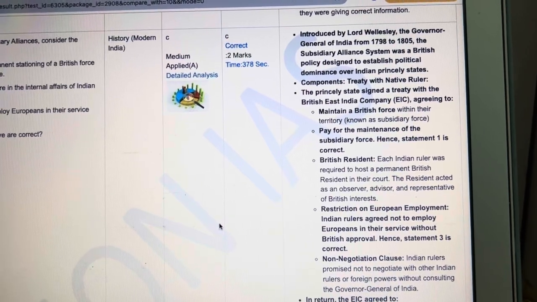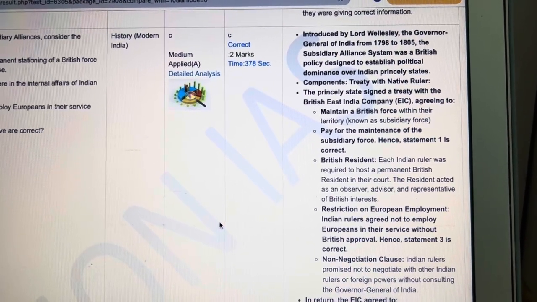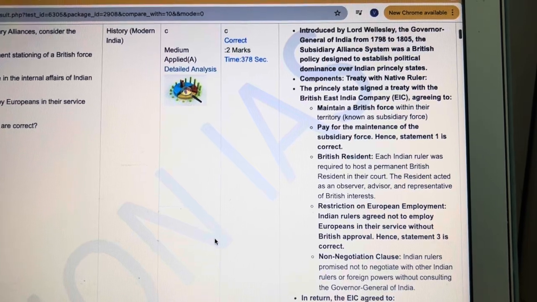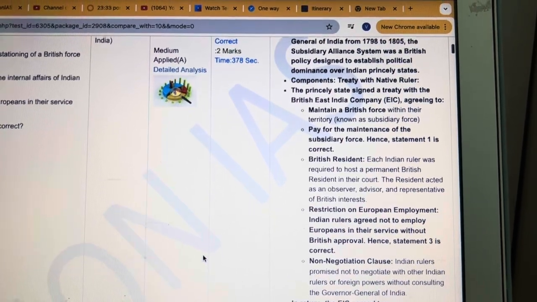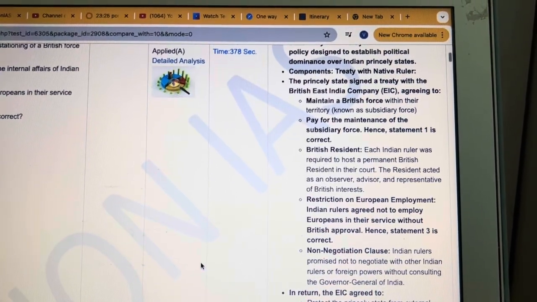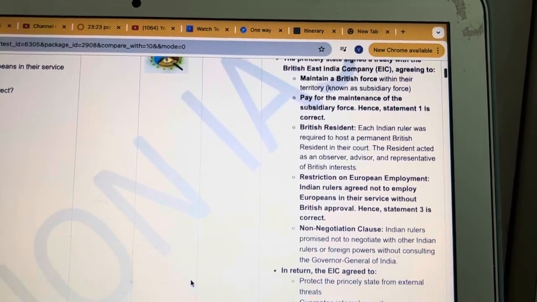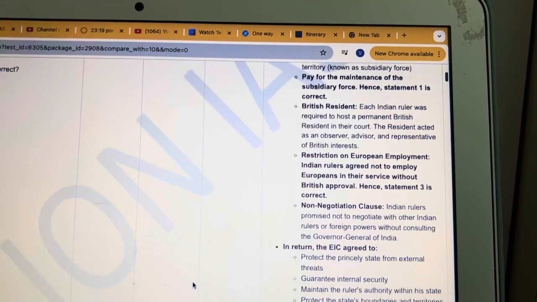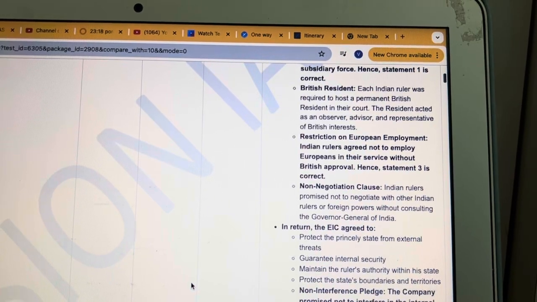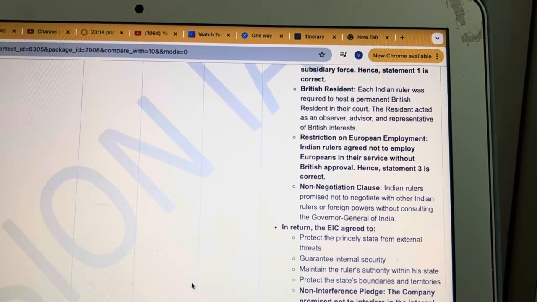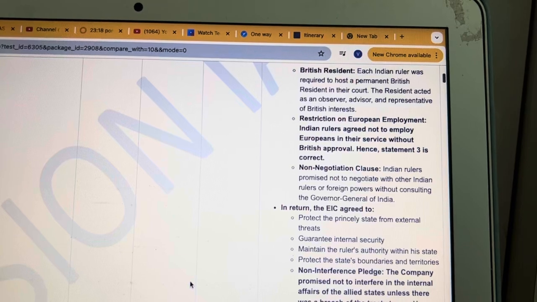British resident. Each Indian ruler was required to host a permanent British resident in their court. The resident acted as an observer, advisor, and representative of British interests. Restriction on European employment. Indian rulers agreed not to employ Europeans in their service without British approval. Hence, statement 3 is correct.